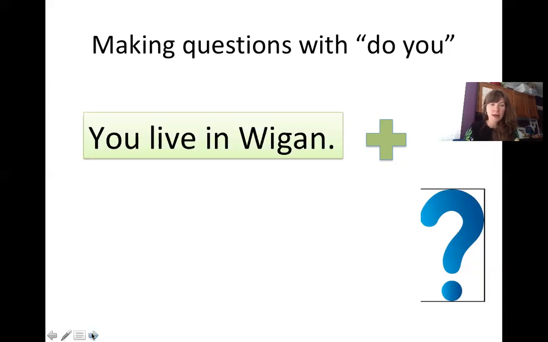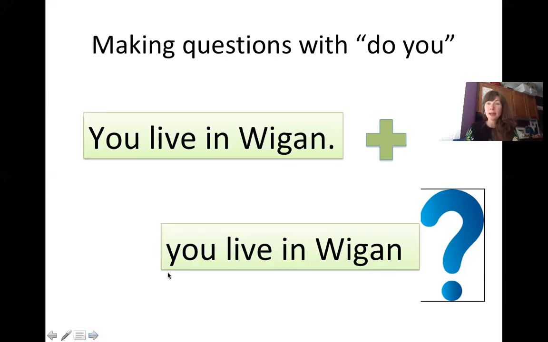Okay, so question mark, don't forget, it's very important. And then we have our same as the positive sentence, you live in Wigan. But that is not a correct question. You need one more thing that is very important. You need, do you live in Wigan? Okay, so this do here is so important. You mustn't forget it. You must have the do when you ask a question. Do you live in Wigan?